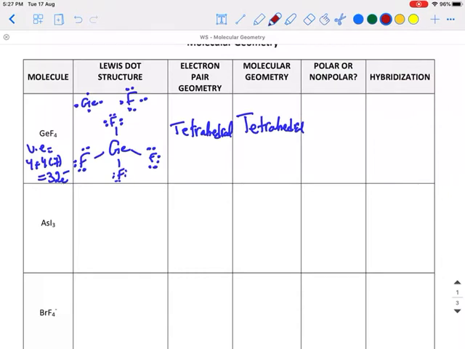Now let us see if it's polar or non-polar. We can check polar or non-polar in either of two ways. Either you check the Pauling table of electronegativities, or we can use the concept that electronegativity increases across the period and decreases down the group, which means fluorine has higher electronegativity than germanium, which is partially positive. So the arrow goes from positive to negative. These have a resultant where they cancel each other, which makes it non-polar.